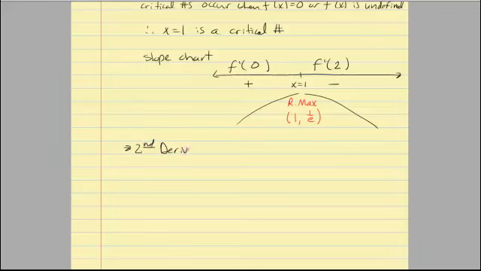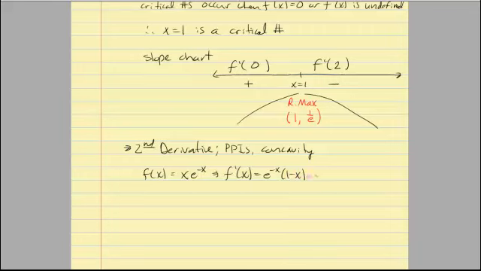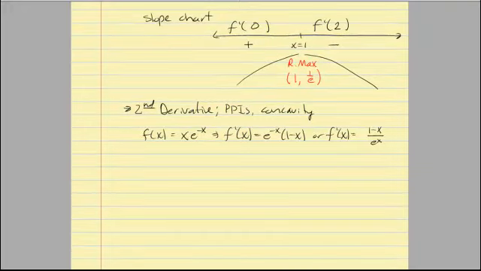Now with the second derivative, of course, I'm going to get information here about possible points of inflection, PPIs, and concavity. When I take my second derivative, let's recall f of x is equal to x e to the negative x. And then I had a lot of different forms for my first derivative. One form I had was e to the negative x times 1 minus x. Another form was 1 minus x over e to the x. And again, simplification makes finding these derivatives easier.